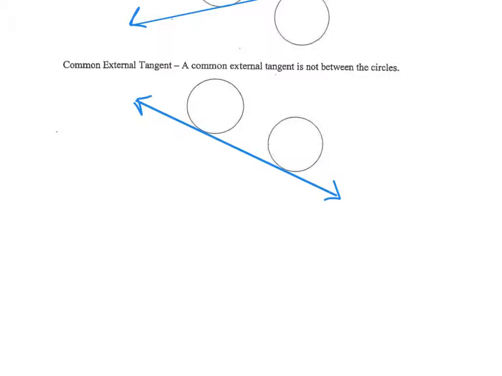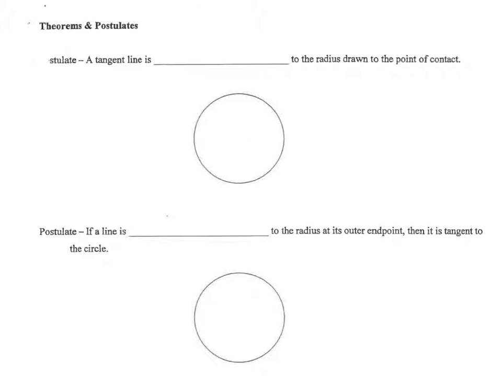Last page. We have a couple postulates here. The first one says, a tangent line is perpendicular to the radius drawn at the point of contact. So if we have a tangent, if we're going to go from the center to the tangent, the line will be perpendicular to the radius drawn at the point of contact.